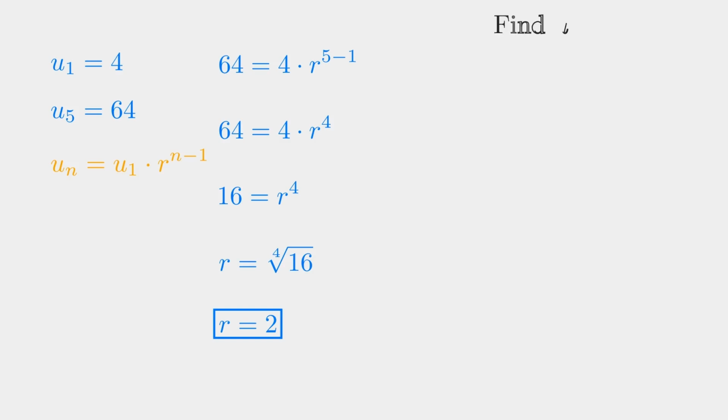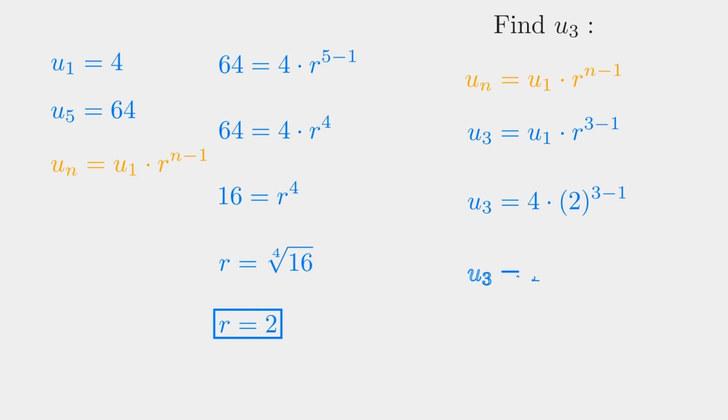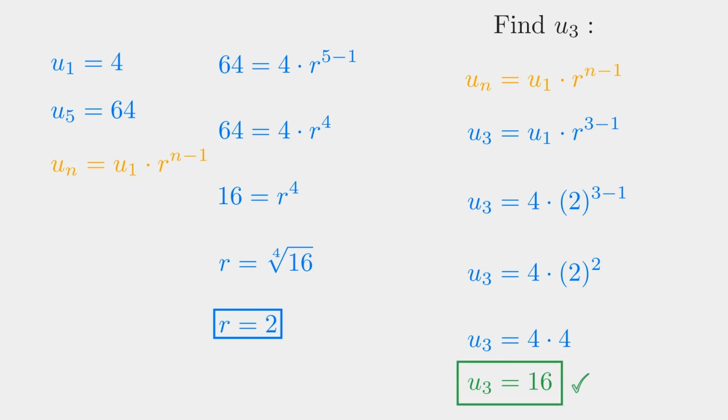Now, we can find the third term by using the formula again. U3 is equal to U1 times R to the power of 3 minus 1. So this means that U3 is equal to 4 times 2 squared. So 2 squared is 4. Consequently, U3 is 4 times 4, which is 16. So the third term of our sequence is 16.